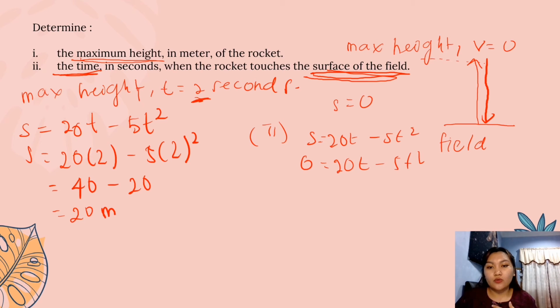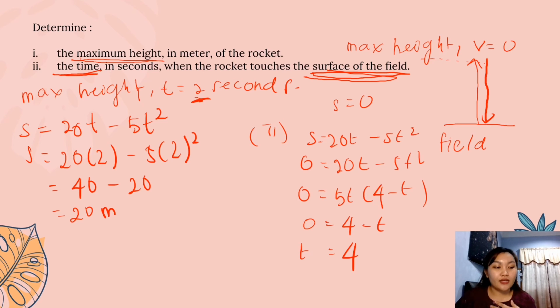So how are we going to do this? For 0, we factorize 5t, and we are left with 4 minus t. So now 0 equals 4 minus t, so t is equal to 4. So now you know the time when the rocket touches the ground is at the 4th second. Here the unit is second. So that's how we answer question C2. I hope it helps you.